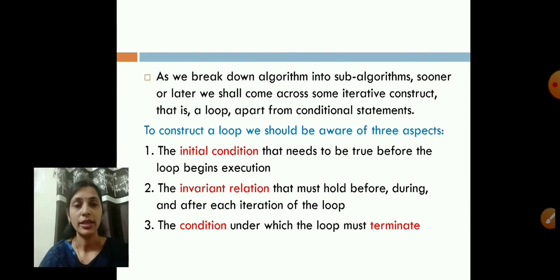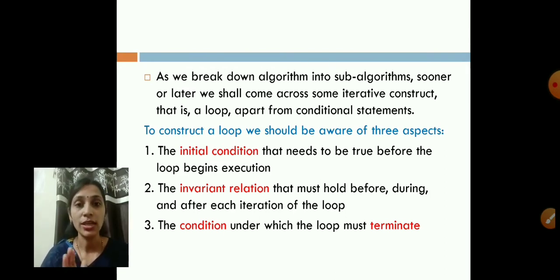We know that in our programs and algorithms we use different conditions, which have a true or false part. We use the if construct, the conditional construct. If the condition is true, we execute the statements under the true condition, and if the condition is false, we execute the statements under the false condition. But this happens only one time.